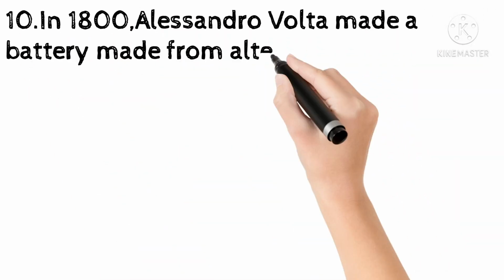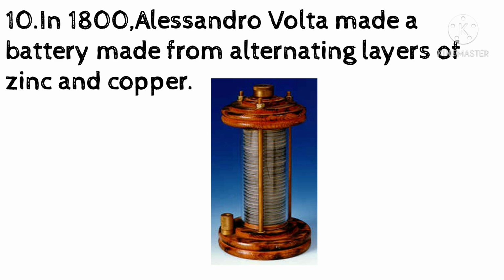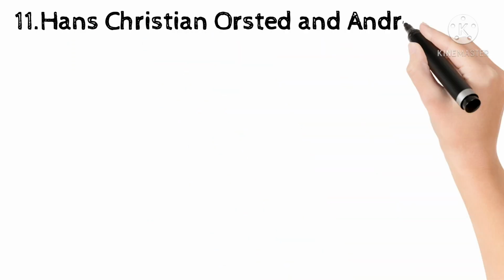Next comes 1800, when the first battery was made by Alessandro Volta. This was made by alternating layers of zinc and copper in 1800. This was a major discovery in electricity.